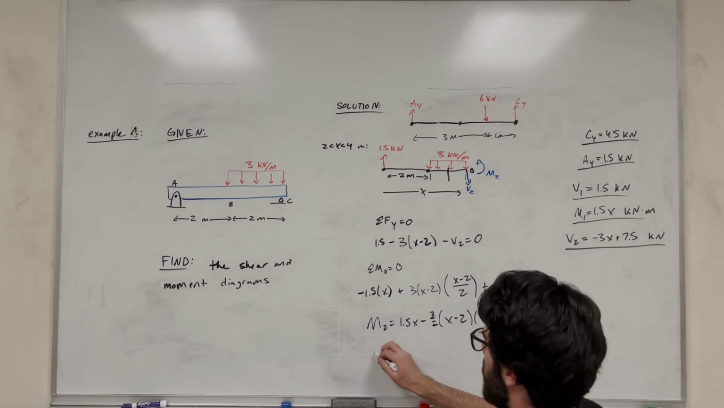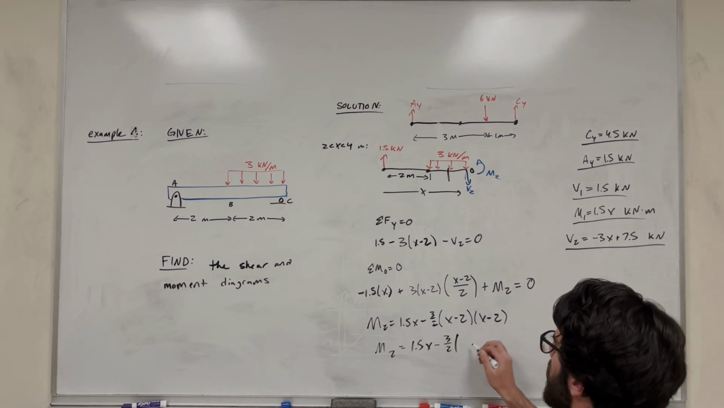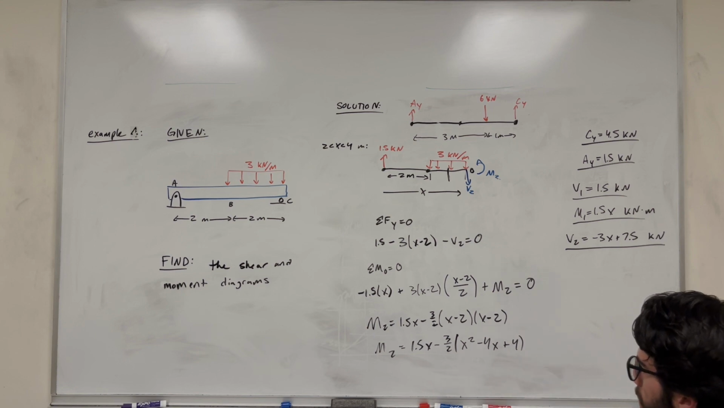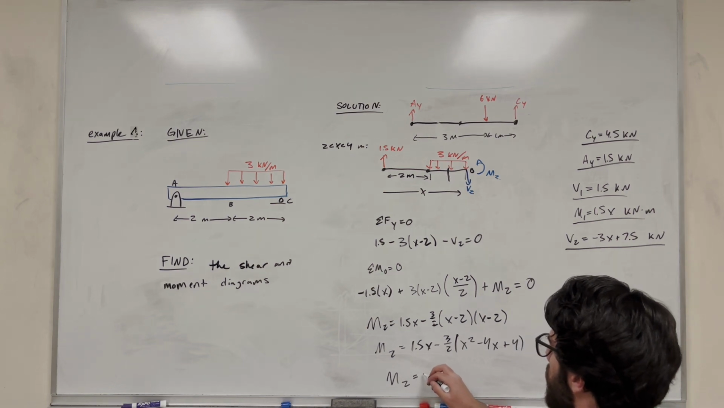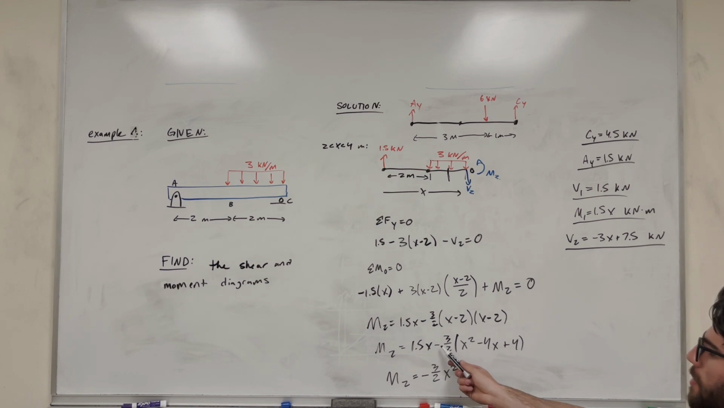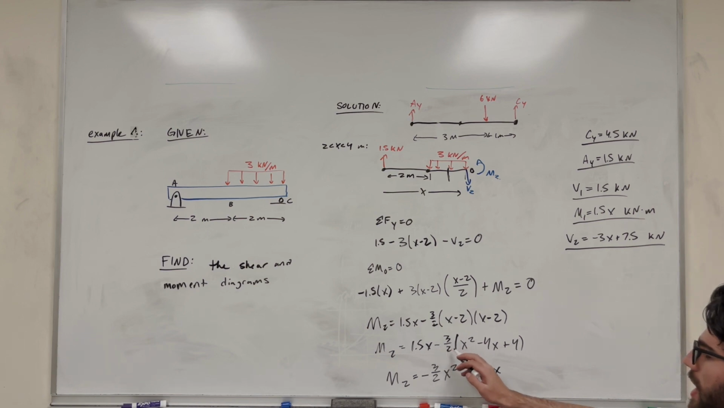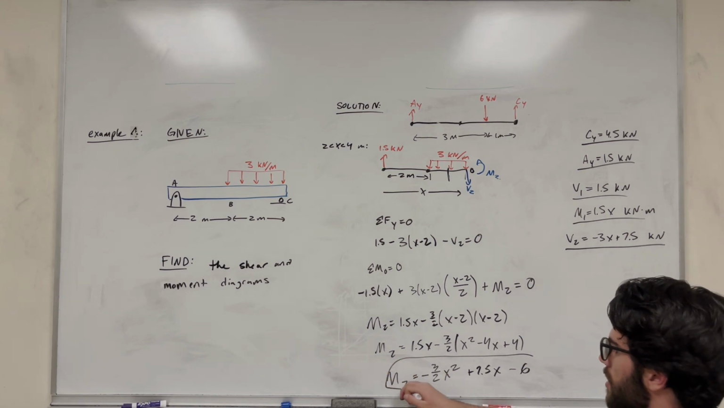So then let's expand this. So this is going to be 1.5x minus 3 halves. Then this is going to become x squared minus 4x plus 4. So then what's going to happen is this is going to get distributed. And we'll find that moment 2 is equal to negative 3 halves x squared. Then minus 3 halves times negative 4x is going to become plus 6x, and then we're going to add it to that 1.5x to get 7.5x. And then this negative 3 halves times the 4 is just going to give us minus 6. And so this is our moment 2 equation.